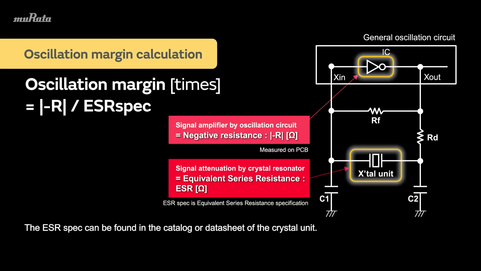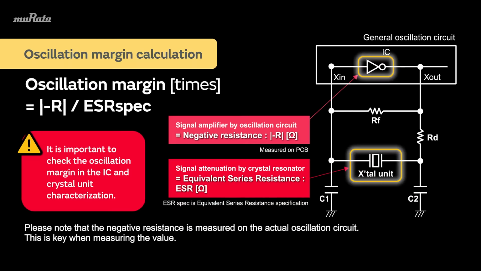The ESR spec can be found in the catalog or datasheet of the crystal unit. Please note that the negative resistance is measured on the actual oscillation circuit. This is key when measuring the value.